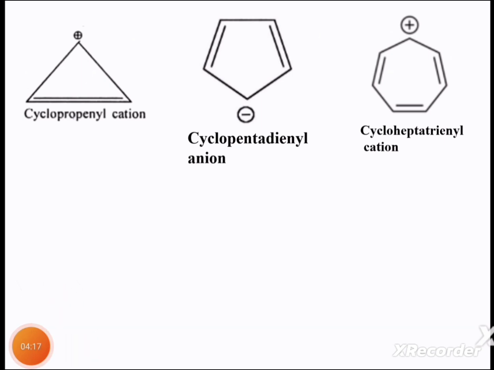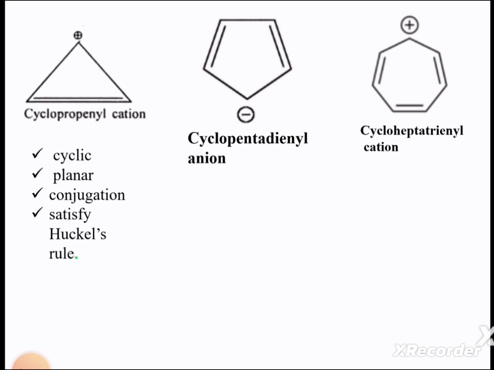Now we will discuss the non-benzenoid compounds which are ionic species. First, the cyclopropenyl cation. Listen: positive, single, double, single, positive. This is cyclic, planar, conjugated and satisfies Huckel's rule. For 1 pi bond, 2 pi electrons; for the positive charge, 0 pi electrons. So the total is 2 pi electrons. Here 4n plus 2 equals 2, so the value of n is 0. In this situation only, the value of n will be 0 in Huckel's rule.